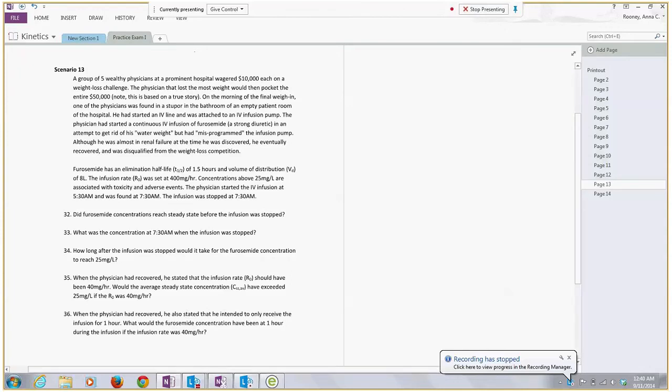And the one doctor who is neck and neck with another doctor for weight loss decides that he's going to pump himself full of furosemide, which is a powerful diuretic, so he loses his water weight, and then after the weigh-in, he's gonna drink all of his water back. But this doctor accidentally sets the infusion rate at 400 milligrams an hour, so that causes it to go above toxic concentrations of 25 milligrams per liter, and over 2 hours, he ends up fainting, almost ends up in renal failure until he's discovered, and consequently, he loses $10,000.